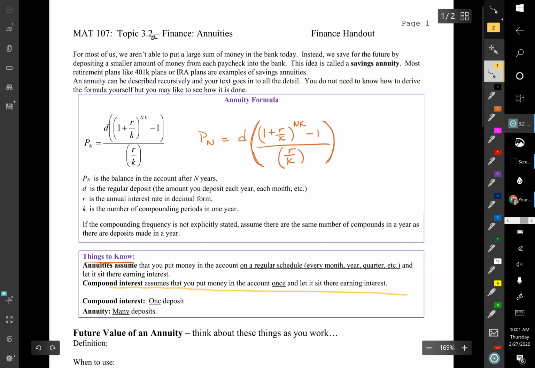Compound interest is just a step down from that. You put in a lump sum and then let it sit there earning interest. The bank is actively compounding also. Compound interest again is one deposit. Annuities are many deposits. So you should be able to start to recognize that. Simple interest, on the other hand, will specifically say simple interest right in the problem, or it will say nothing. It won't say it's compounded, or that you have any deposits other than the first one.